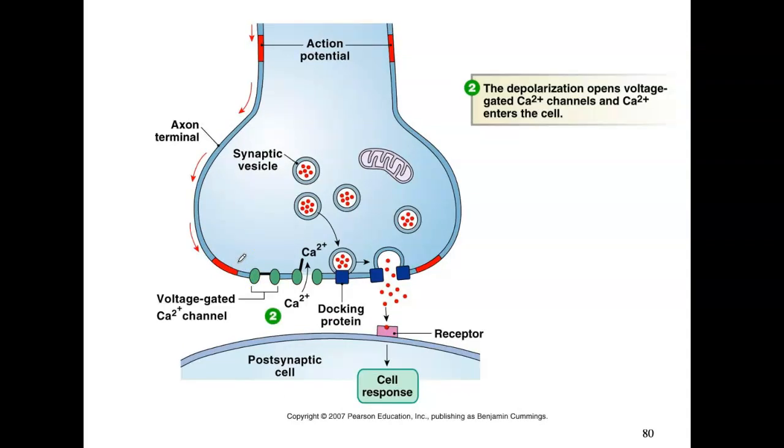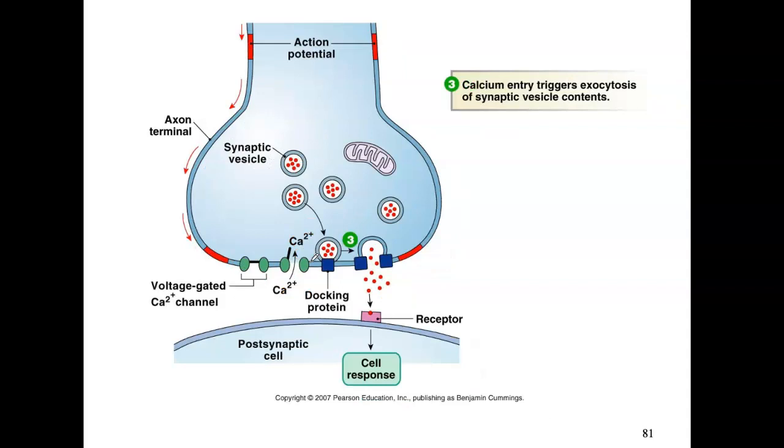What happens next? That depolarization opens voltage-gated calcium channels, and calcium enters the cell. Where was the calcium? It's here in this area, outside of the cells, extracellular fluid, and this action potential is going to now open that gate, and calcium has come into the cell. Let's call that step 2.